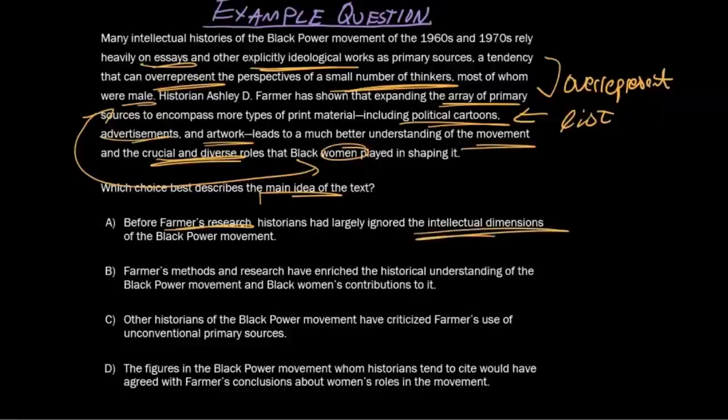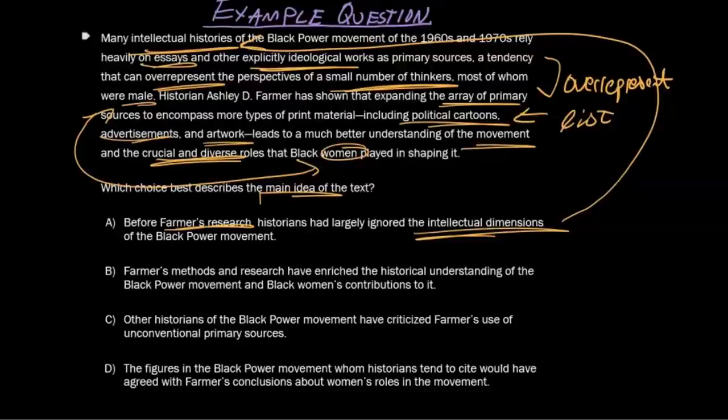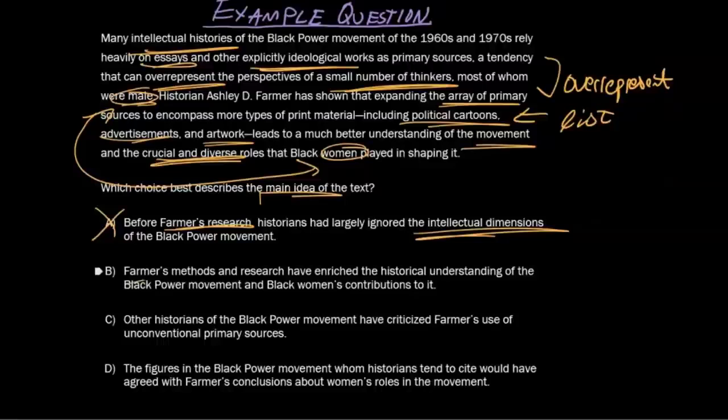I take a look at this. I don't see the word intellectual dimensions. I see intellectual histories. All right, and even if that was related here, that would deny choice A, right? Because what they're saying is that there were intellectual histories that were noted here. They were just all males. Okay, now let's take another one.